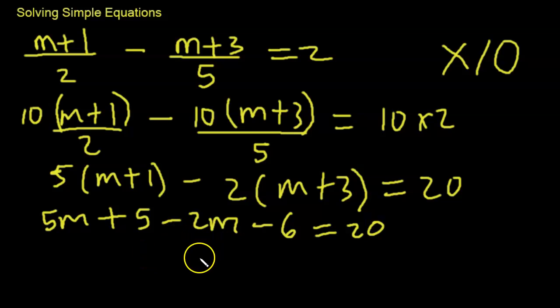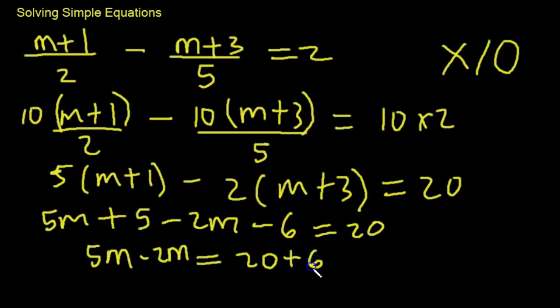And now we group like terms. So we have 5m, bring forward minus 2m. Group the numbers over here, so we have 20. Add 6 to both sides, so this minus 6 becomes positive 6, subtract 5 from both sides, positive 5, so we have negative 5 over here. So 5m take away 2m, that's 3m. So 20 plus 6 is what? 20 plus 6 is 26. And 26 take away 5 is 21. So here we have 3m is equal to 21.